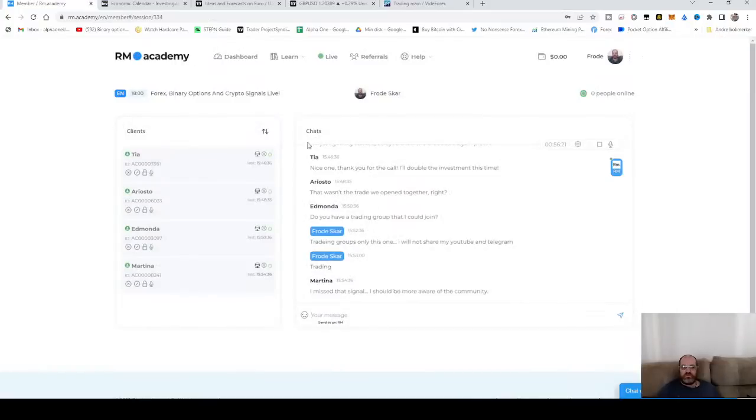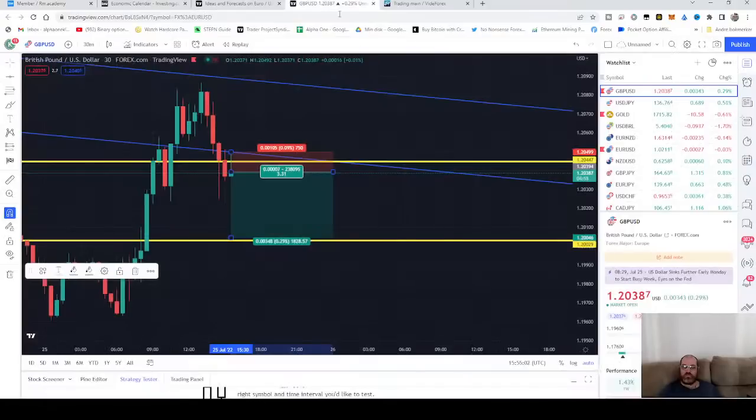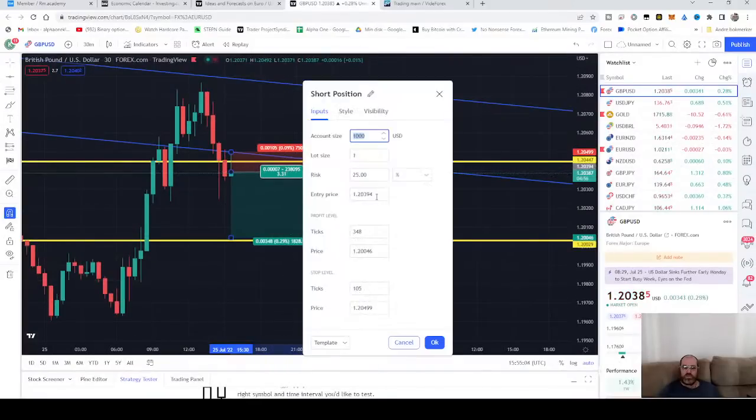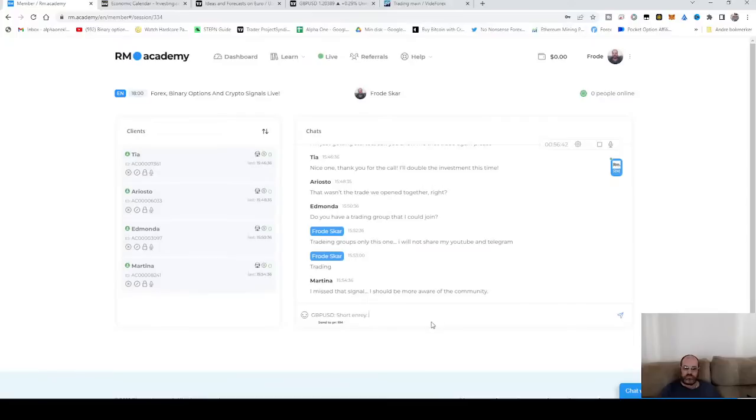Did I give this signal here? I can do it now. So, GBP/USD is a valid trade. Short entry. We take our entry there. Stop loss we take at, let's see.